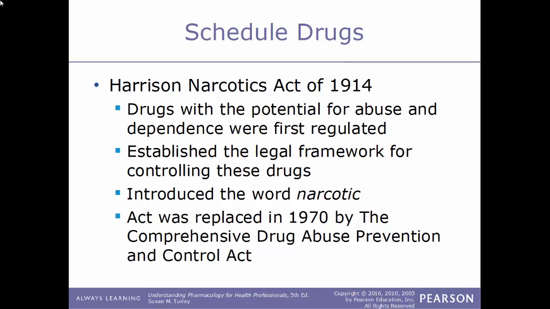Now, this act was replaced in 1970 by the Comprehensive Drug Abuse Prevention and Control Act. And this requires the pharmaceutical industry to maintain physical security and strict record keeping of certain types of drugs. And so part of this act is where we get the classification system for different kinds of drugs. This act is more commonly known as the Controlled Substances Act.